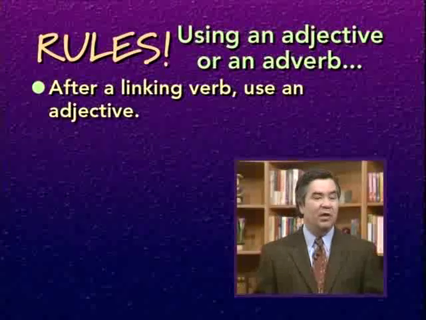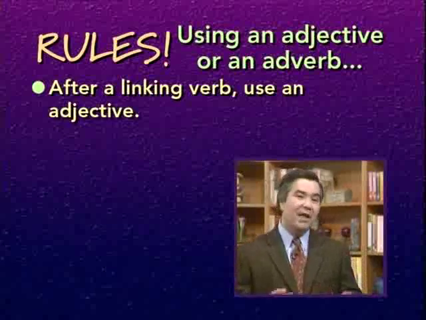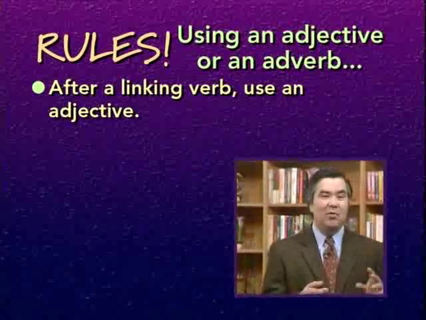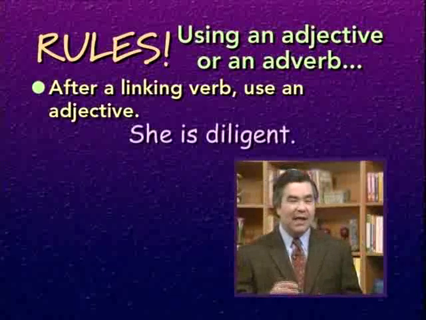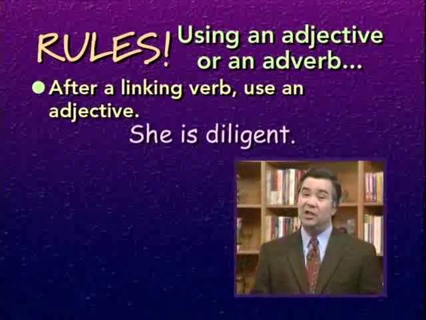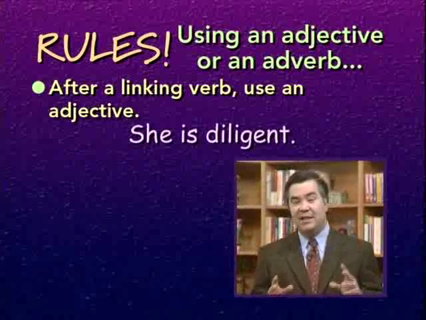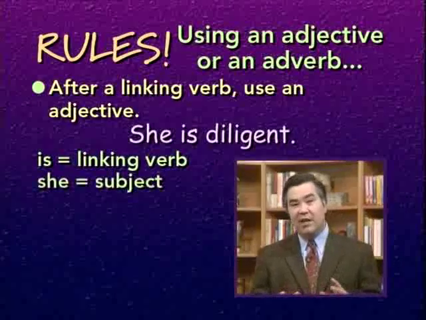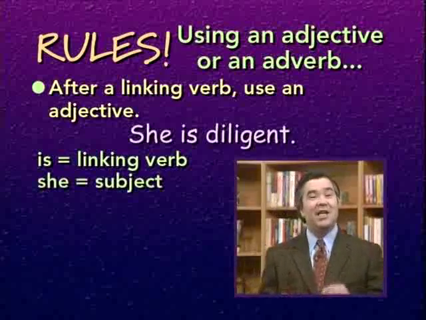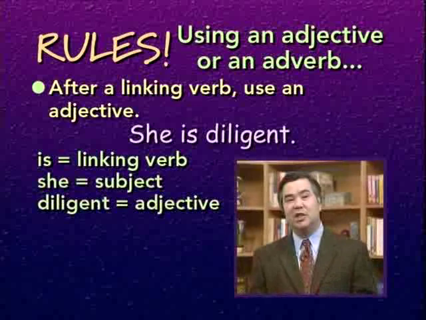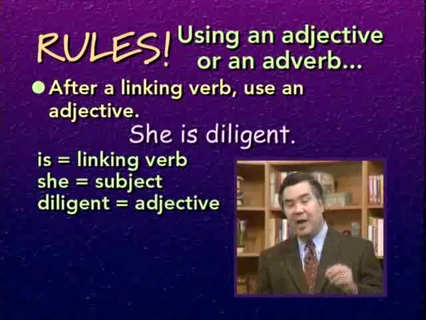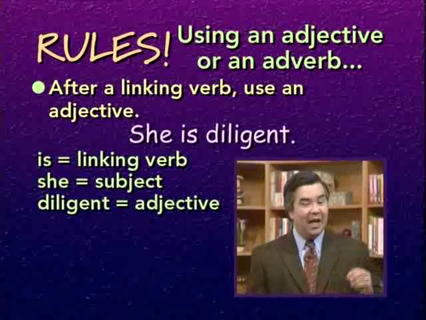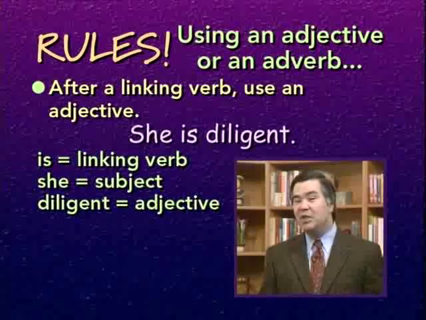After a linking verb, use an adjective. Remember that a linking verb expresses a state of being. It tells us something that the subject is rather than something that the subject does. Take a look at this sentence. She is diligent. Here we have a sentence containing the linking verb is. The subject is she, and what follows the linking verb correctly is an adjective, not an adverb. She is diligent. That adjective diligent refers back to, or modifies, the pronoun she. It tells us what she is, and therefore an adjective is correctly used in this sentence.